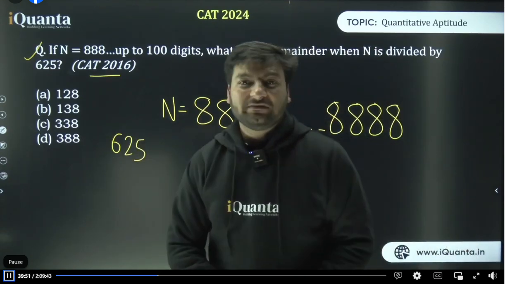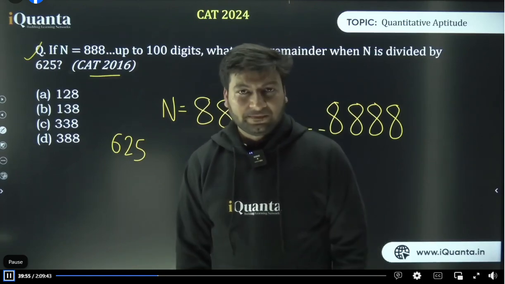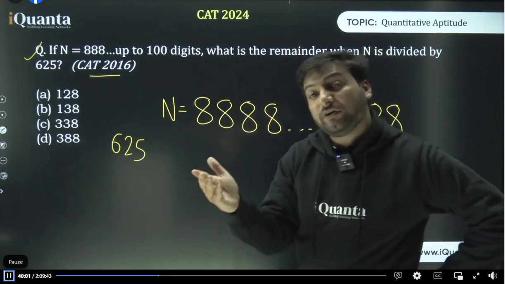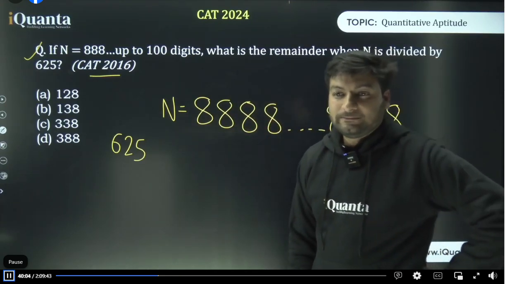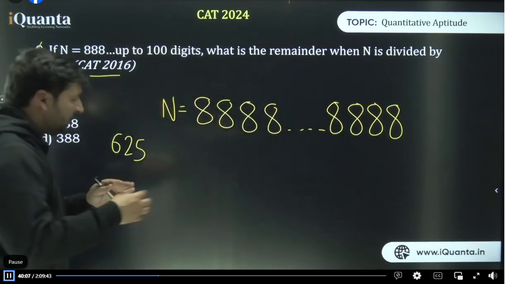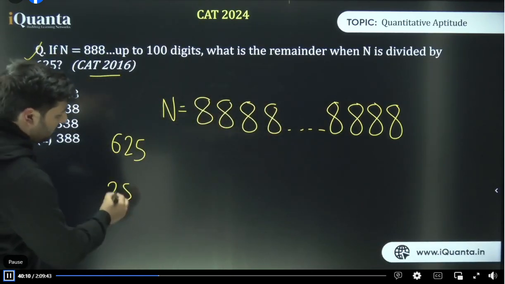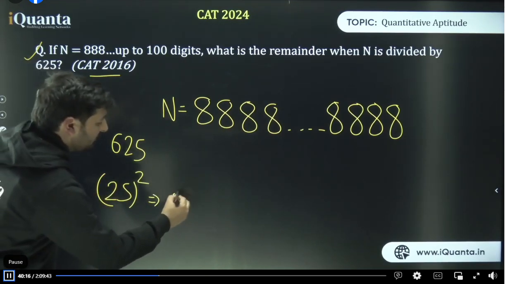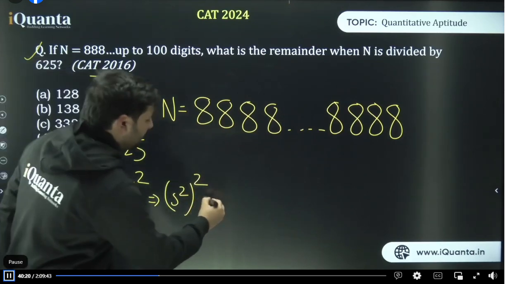So from 625, we can see that 625 is a multiple of 5, right? If we look further, we know that it's a multiple of 25 as well, because 25 into 25 is 625, isn't it? So 25 square, very good. The moment you encounter 25 square, we are half done. Now this 25 is 5 square, so you write 5 square and then whole square, which means 5 to the power 4.